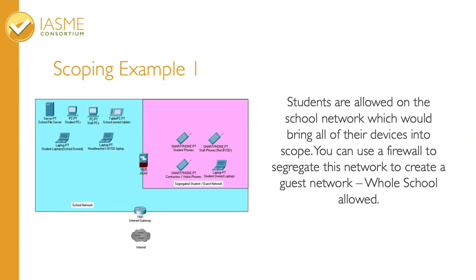So in this example, students are allowed on the school network, which would bring all devices into scope. Okay, they shouldn't be allowed on that school network, so we're going to segregate them with a firewall. The reason we're doing this is because you don't control those student phones, and you don't know what operating systems they're running. You don't know what controls are configured on them. So it's not good, smart practice to allow them onto your work networks. You can use a firewall to segregate this network to create a guest network, and the whole school network will be allowed.